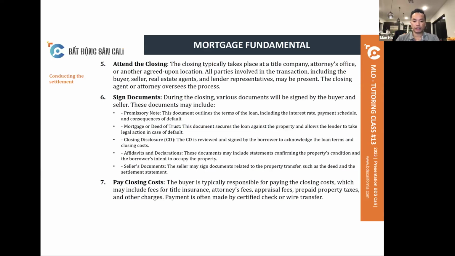Affidavit and declaration. These documents may include a statement confirming the property condition and the borrower's intent to occupy the property, not for renting, not for investment. Okay, an affidavit is an agreement saying I'm borrowing the money to buy this property so that I live in it. Okay, but sometimes somebody does the opposite.